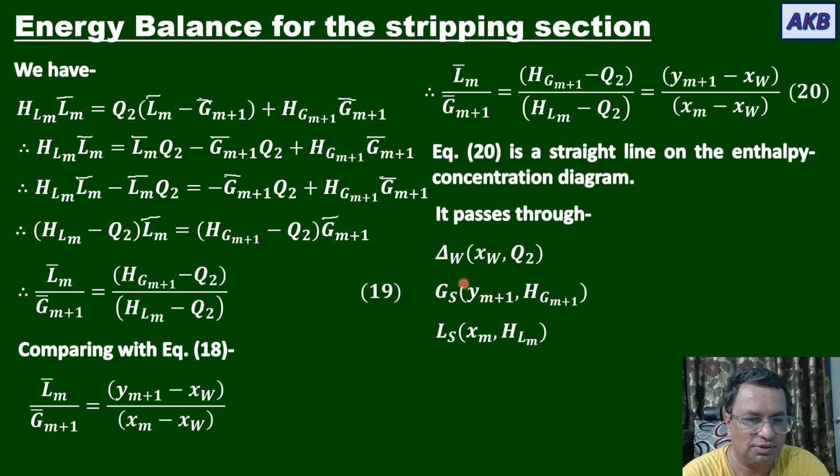Okay. So equation 20, which is a straight line on the enthalpy concentration diagram, passes through these points.